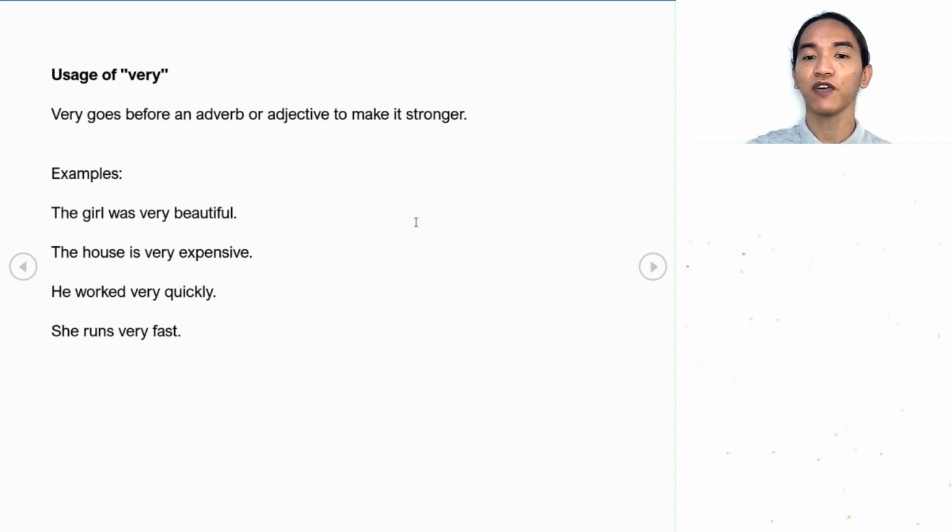So it goes before an adverb or adjective, making it stronger. So you're putting some emphasis to it, making it stronger. So the girl was very beautiful. The house is very expensive. He worked very quickly. She runs very fast.